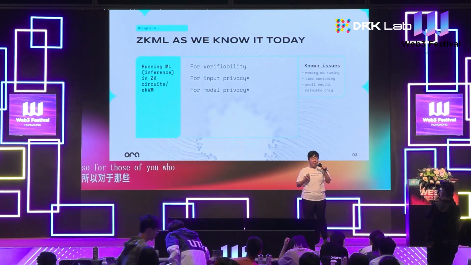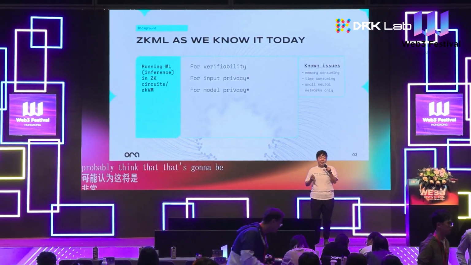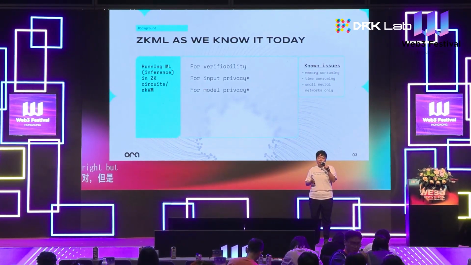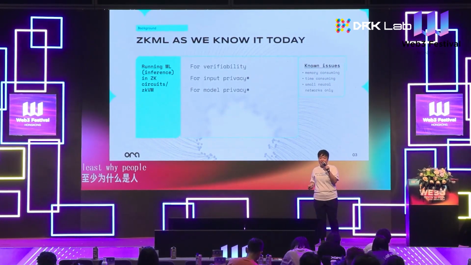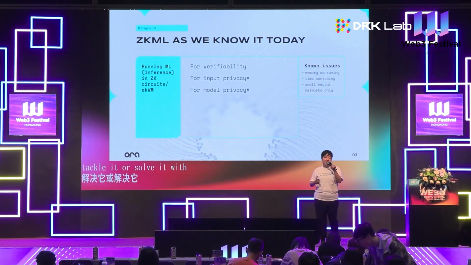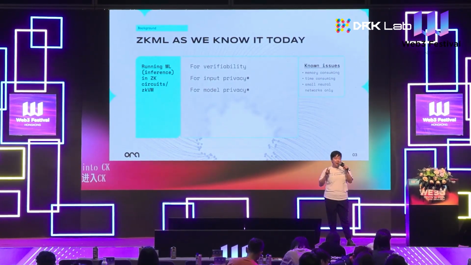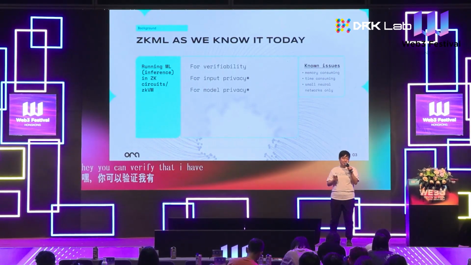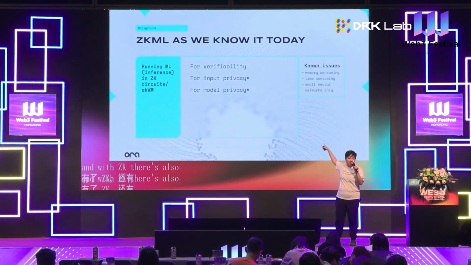For those of you who already know what a zero knowledge proof is, you probably think that that's going to be very, very expensive. And that's true. But there are at least two reasons why people are trying to solve it with ZK. First of all, by putting this whole process of machine learning into ZK, you can gain verifiability. Essentially, you can tell people that you can verify that I have done so without rerunning the whole computation. And with ZK, there are also two promises: first, input privacy, and second, model privacy. However, you see that I put an asterisk around those two items.